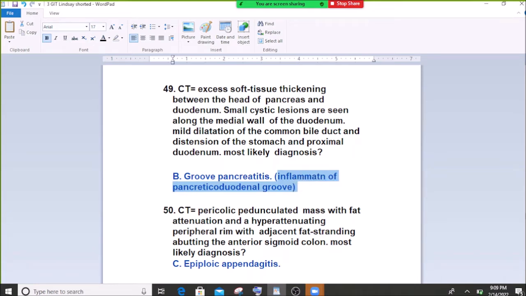So here they are saying again, it's soft tissue thickening between the head of the pancreas and duodenum. So the pancreaticoduodenal groove is involved. Soft tissue thickening between the head of the pancreas and duodenum, then small cystic lesions are seen along the medial wall of the duodenum, mild dilatation of the common bile duct and distension of the stomach to diagnose groove pancreatitis.